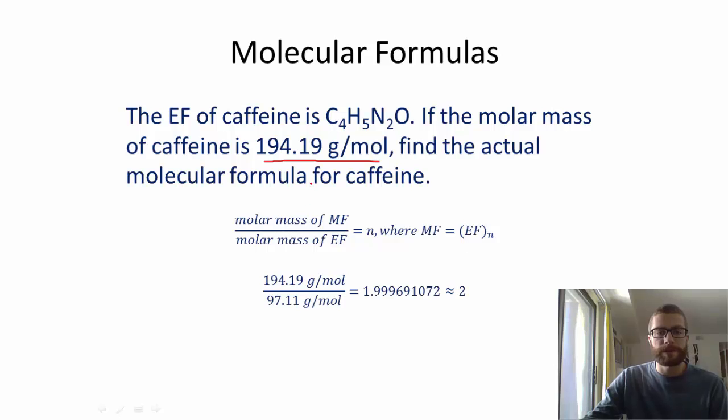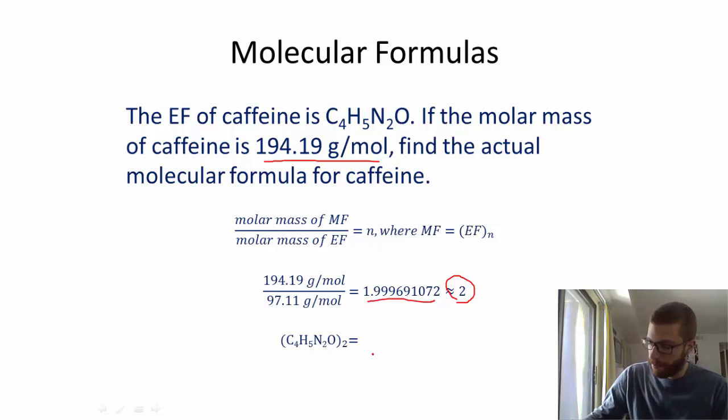For math purposes, we'll take the molar mass of the molecular formula, 194.19, and divide it by the molar mass of the empirical formula, which I already found for you, 97.11 grams per mole. The calculator spits out this long number, which is really close to the number 2. So we can round it to 2. So we take our empirical formula here. We're going to multiply all of the subscripts by that value of n, which is 2.